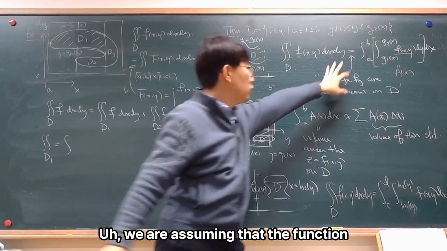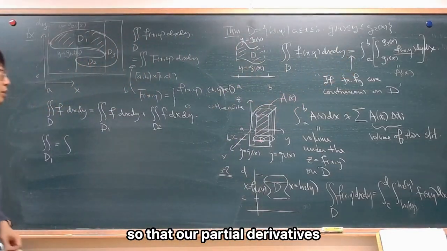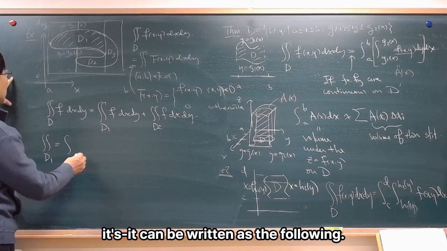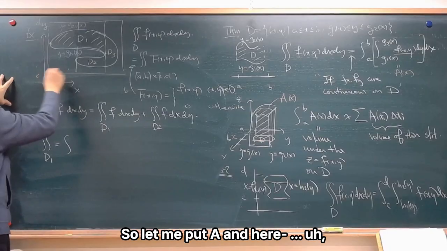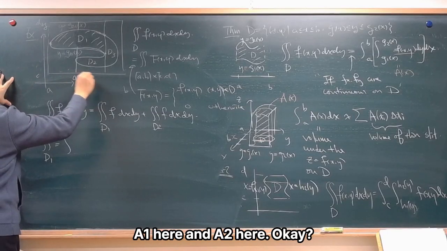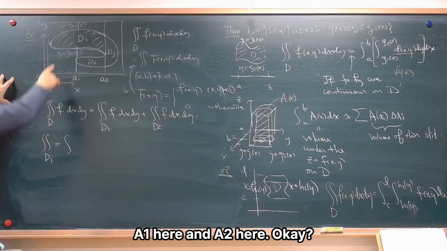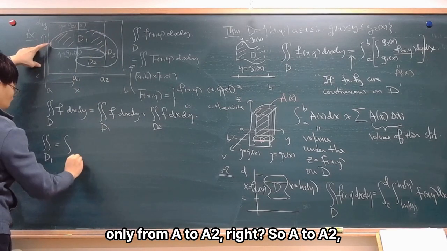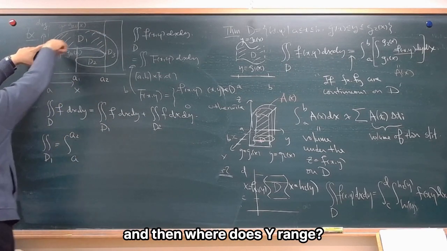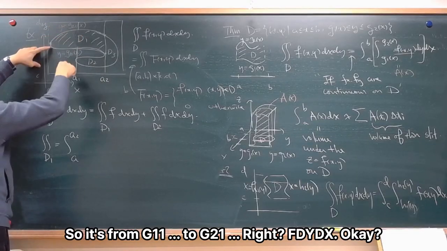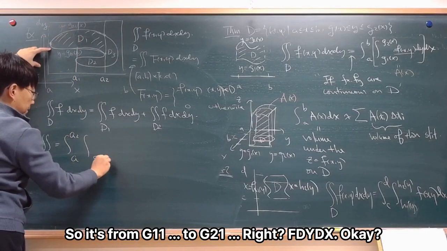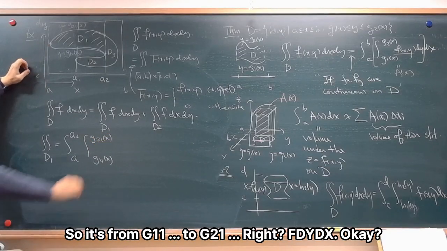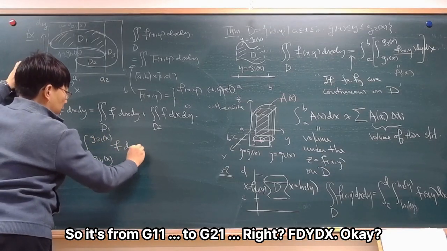We are assuming that the function is very nice, so that our partial derivatives are all continuous over the domain D. So it can be written as the following. Let me put A, A1 here and A2 here. When I look at D1, the x range only from A to A2, right? So A to A2. And then where does y range? It's from G11 to G21, right? F dy dx.